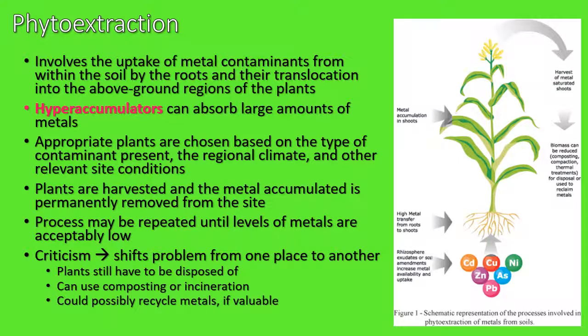Now, a big criticism of this is you're just shifting the problem from one place to another, right? Now you had the contaminant in the land, now the contaminant's in the plants. Now you've got to do something with the plants. They still have to be disposed of. They're still carrying these toxic metals. Usually what you can do is either compost them or incinerate them. You can also possibly dry up the plants and try to recycle the metals if they're valuable, like nickel would be a good example for that. If it's a metal that's not very valuable, then it wouldn't be worth the time and effort to do that. But anyway, that's phytoextraction.